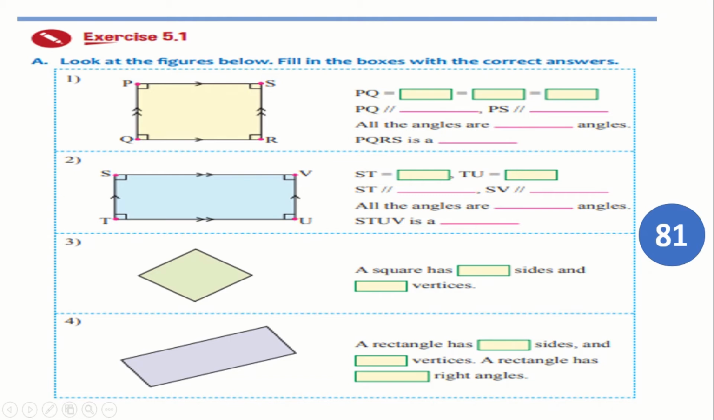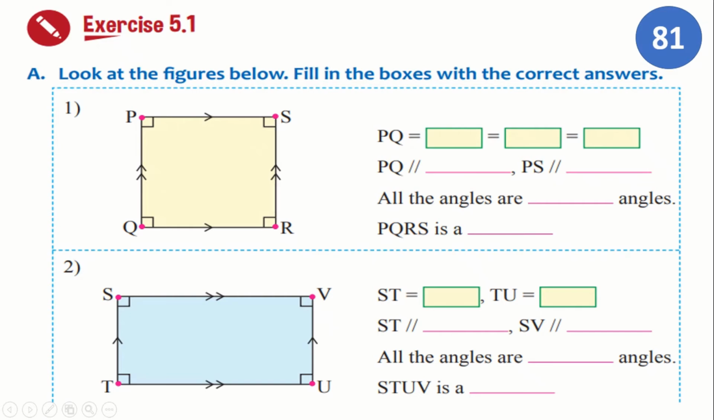We're going to answer your exercise 5.1. This is page 81 in your book. Are you ready, students? Okay, very good. Let's try to answer exercise 5.1, page 81. Letter A. Look at the figures below. Fill in the boxes with the correct answers. Number 1.